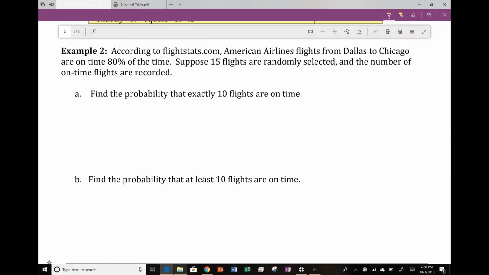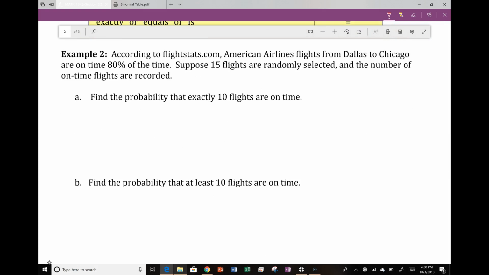So let's look at an example. According to flightstats.com, American Airlines flights from Dallas to Chicago are on time 80% of the time. If we're looking at a binomial, it's either on time or it's not on time. The probability of it being on time is 0.80. Suppose that 15 flights are chosen at random, so n is going to be 15, and the number of on-time flights are recorded. So we're looking for on-time flights.